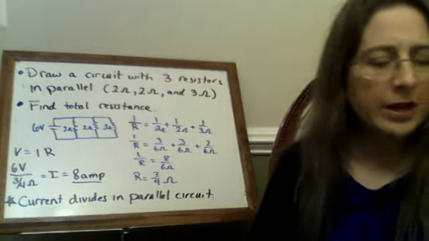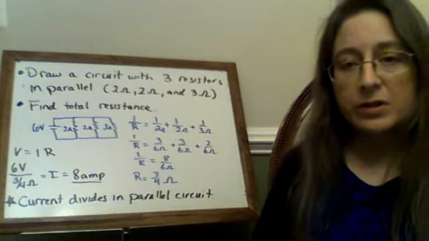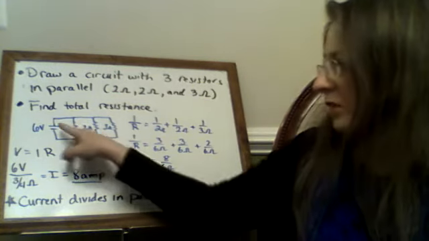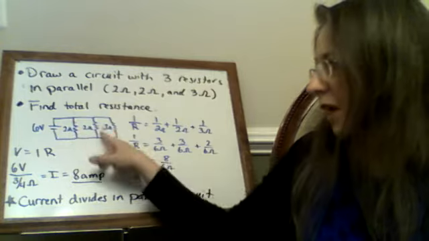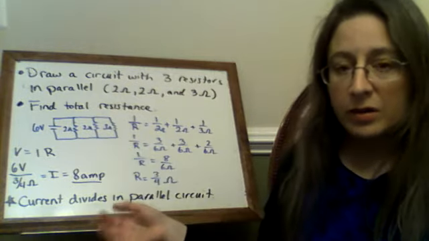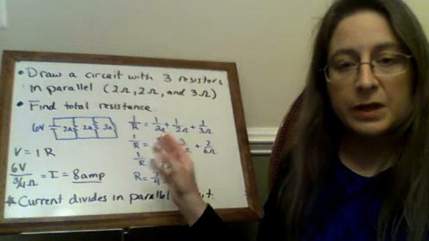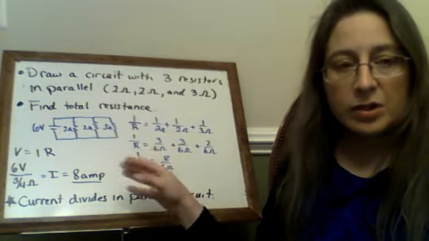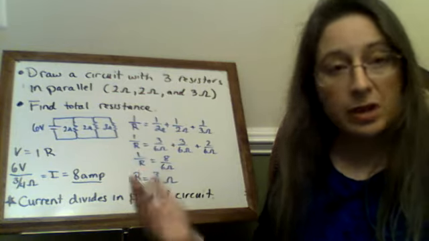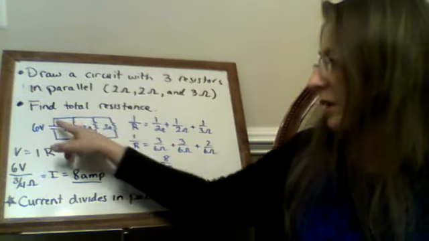So I told you in a series circuit, current is always constant, but in a parallel circuit, current divides. And so the electrons choose this path or that path or that path, and so current will divide up. So in a parallel circuit, we would be able to determine the current in any one of the given resistors, which might change.